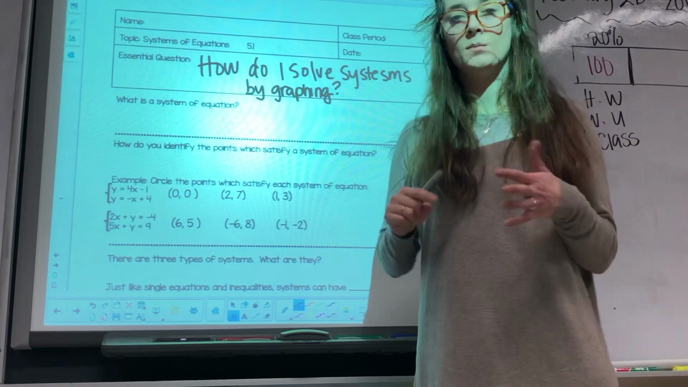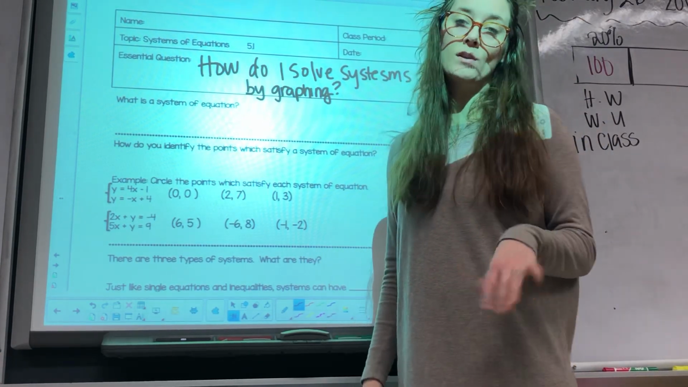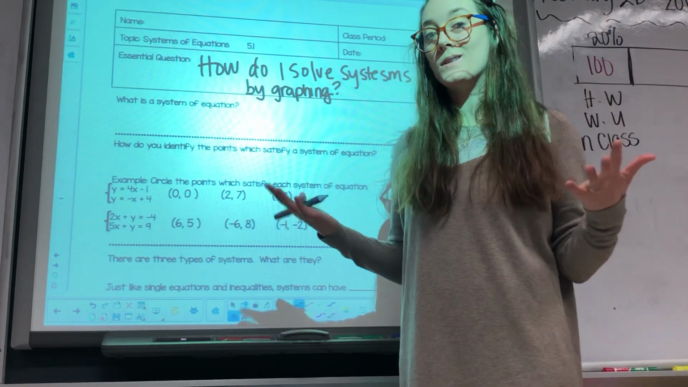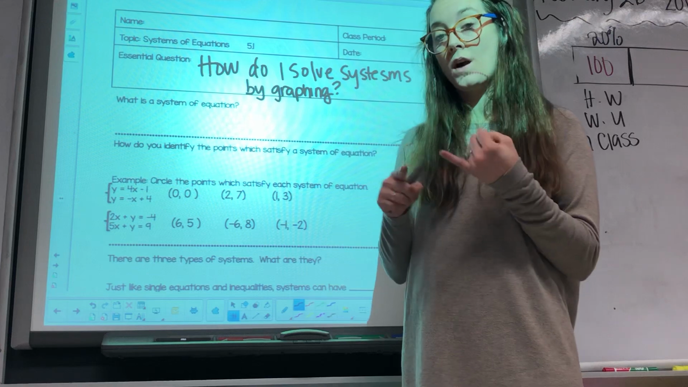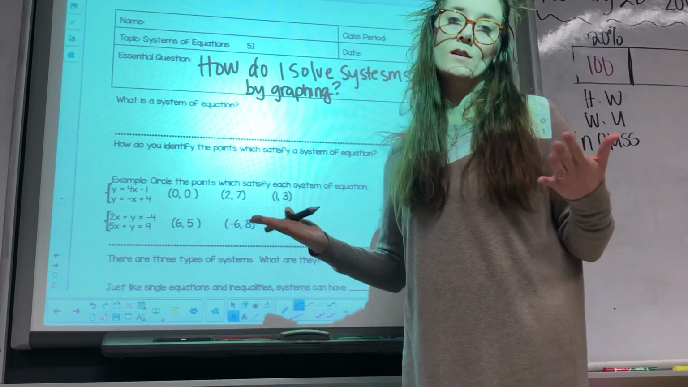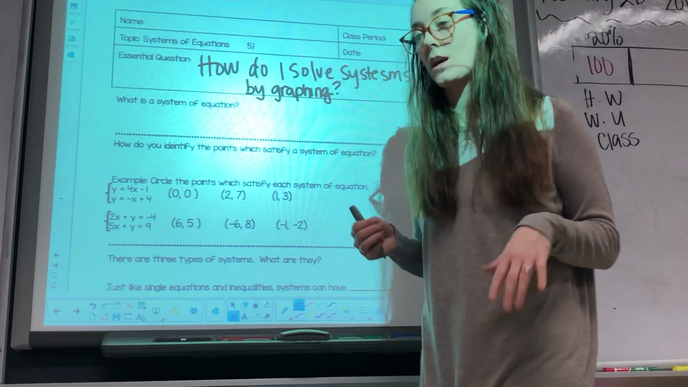So what is a system of equations? You've actually already started working with systems of equations. Systems of equations is basically two equations that can be solved, or that have either one, many, or no solution, in which case they intersect, or that they can both be equal to the same thing.